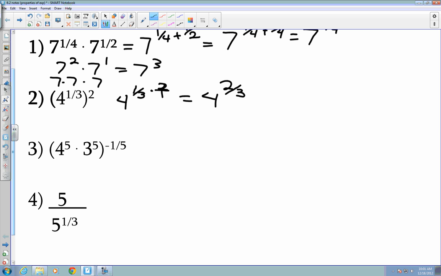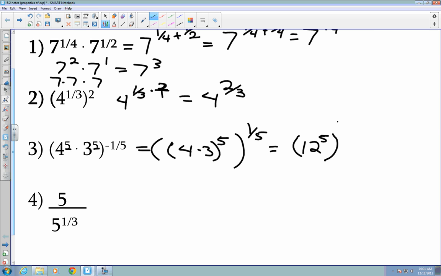Now, I want to look at this. I do not have like bases, but they do have the same exponent. If they have the same exponent, you can combine them. So I can write this as 4 times 3, all raised to the 5th power. If they're both raised to the 5th, I can put them together. And then that's raised to the 1/5 on the outside. I'm doing the inside first. 4 times 3 is 12. So I have 12 to the 5th raised to the 1/5.